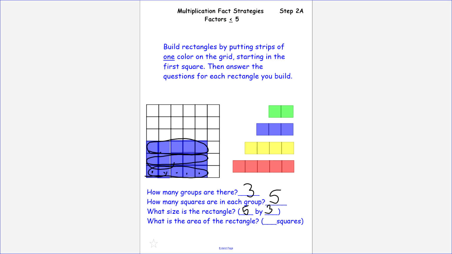What is the area of this rectangle? Get ready to count with me. 1, 2, 3, 4, 5, 6, 7, 8, 9, 10, 11, 12, 13, 14, 15. This rectangle has an area of 15 square units. So we now know that 5 times 3 equals 15.